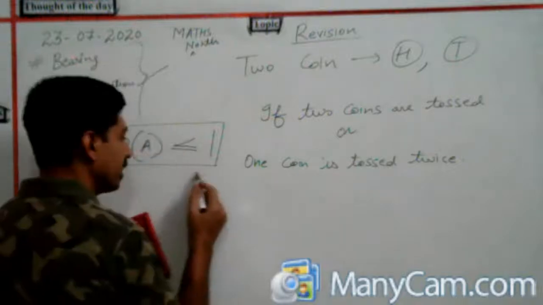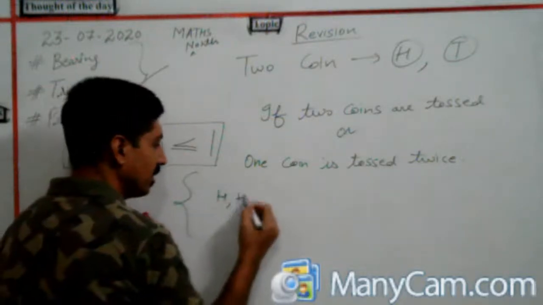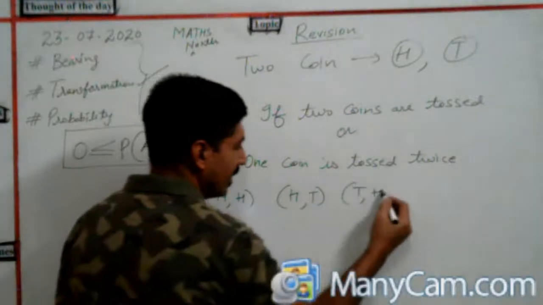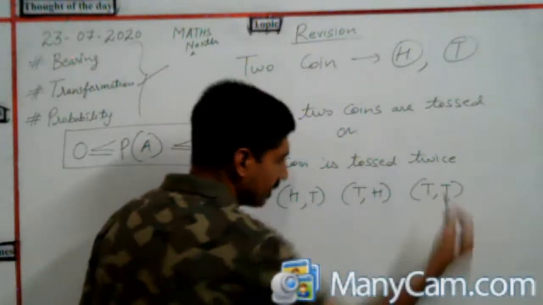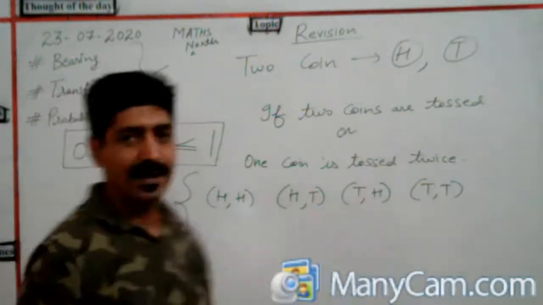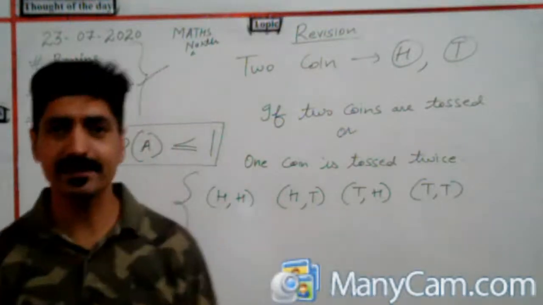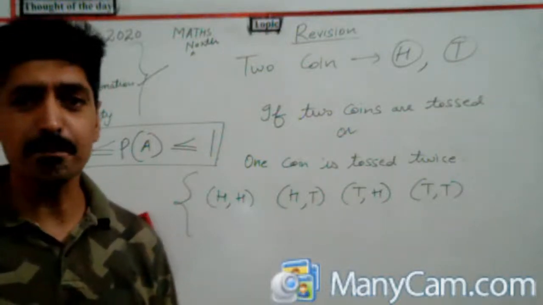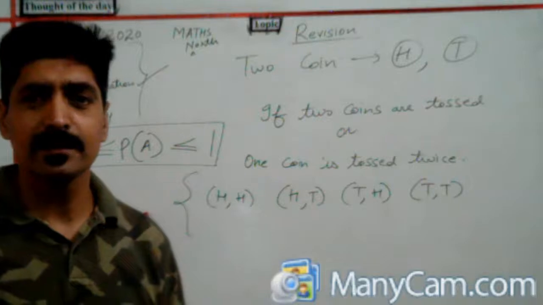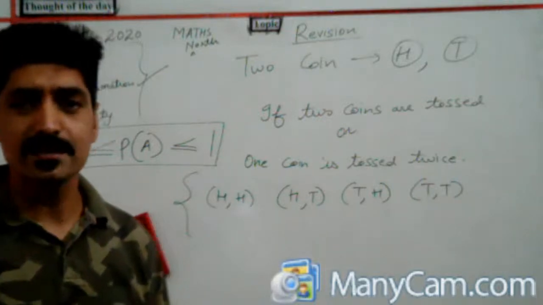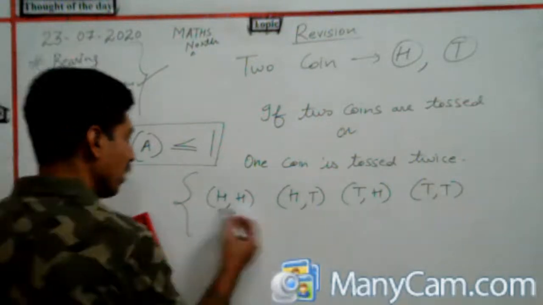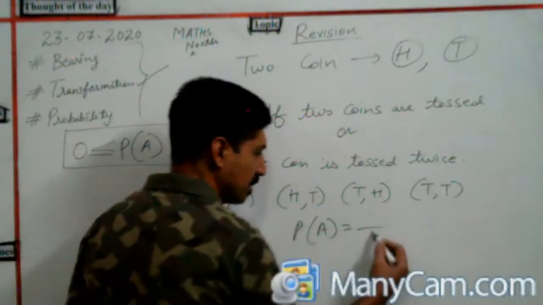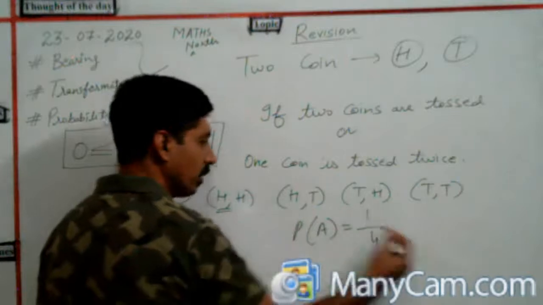We can get either head, right? We can take head tail, head, or tail. So what is the sample space? Head tail, head, or tail head. Now it is asked, what is the probability of getting both the heads? Both the heads, we have only one. The probability of event A is equal to, the sample space is 4 and head is only 1.